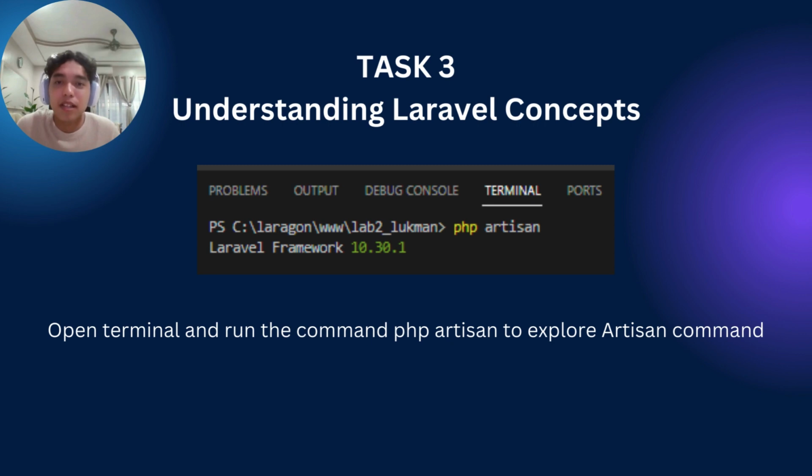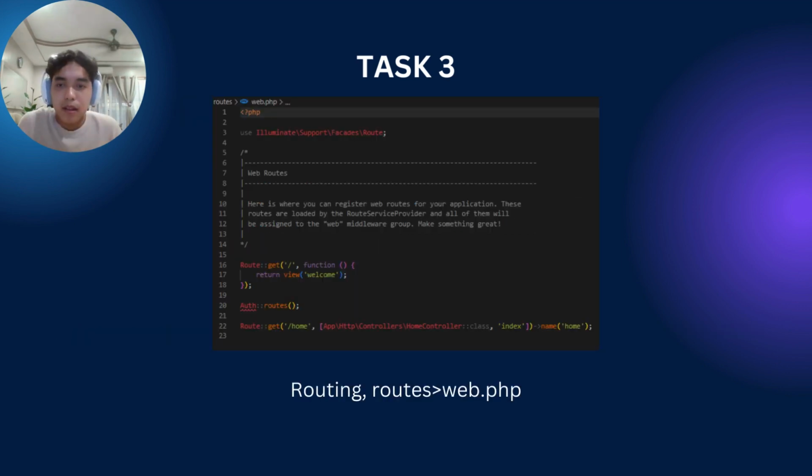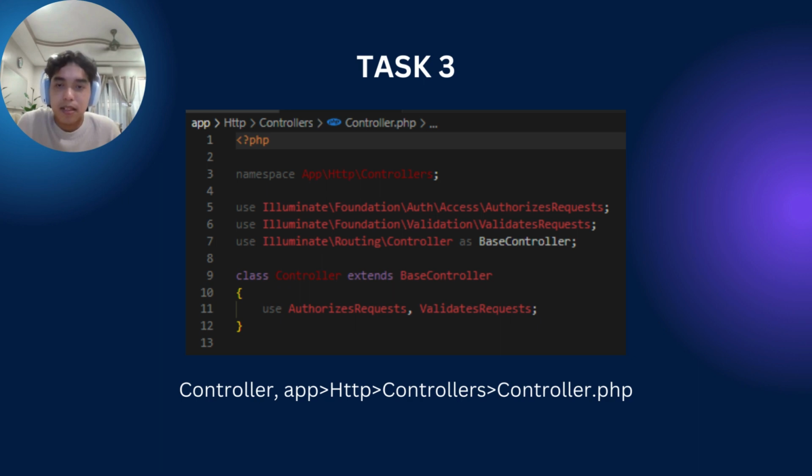Next, we continue with task 3, which is understanding the Laravel concept. Type the command php artisan to explore the artisan commands. Next, continue with familiarizing the key concepts. The first concept is routing. You can find it in routes and then web.php. Next key is controller. You can find it in app, then Http, then Controllers, lastly Controller.php.